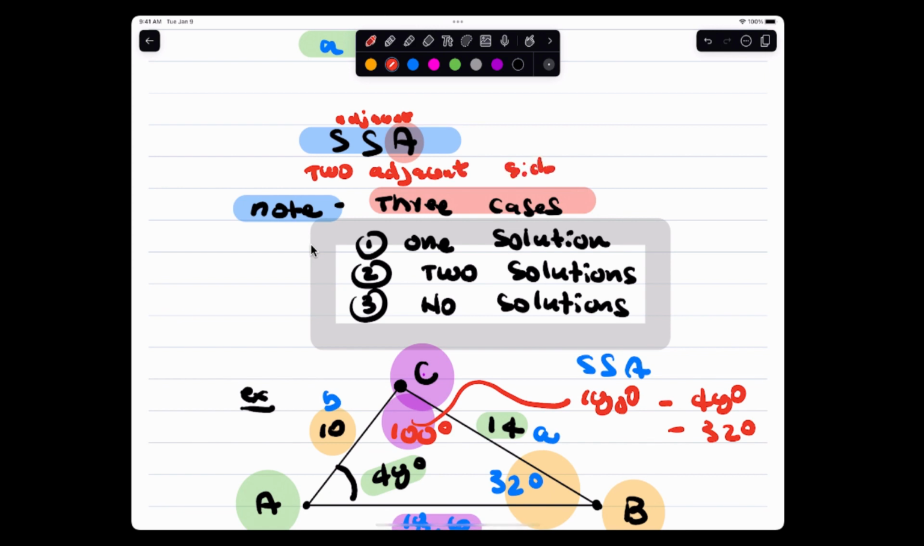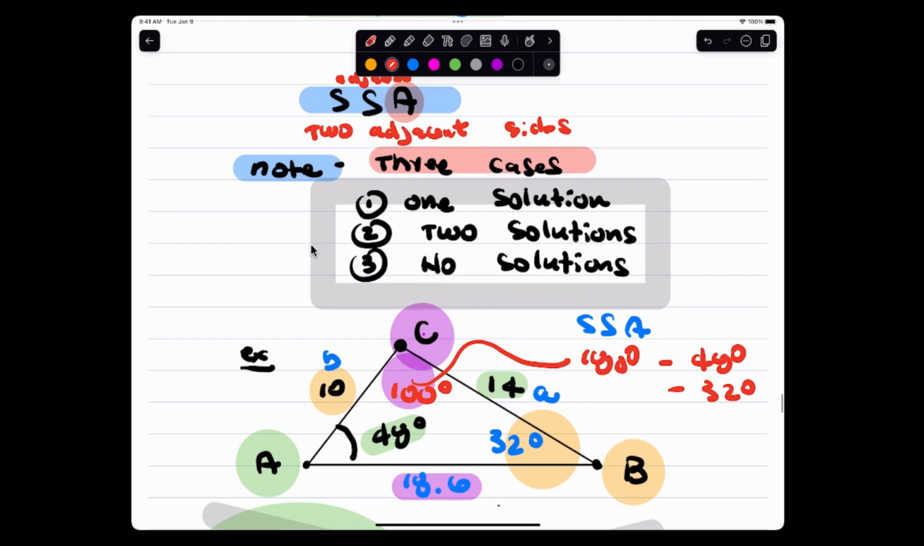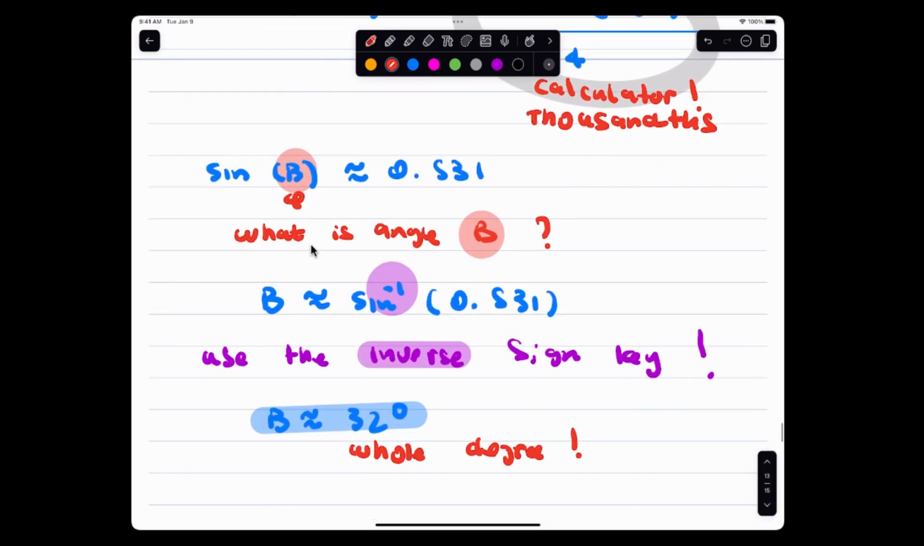Sides that are next to each other and an angle. So to recap, what we were saying is, when you have this situation, you can have one solution, two solutions, or what? No solutions. And so we went about solving for this because we were given side angle. And then now, ladies and gentlemen, we're done with the solution.